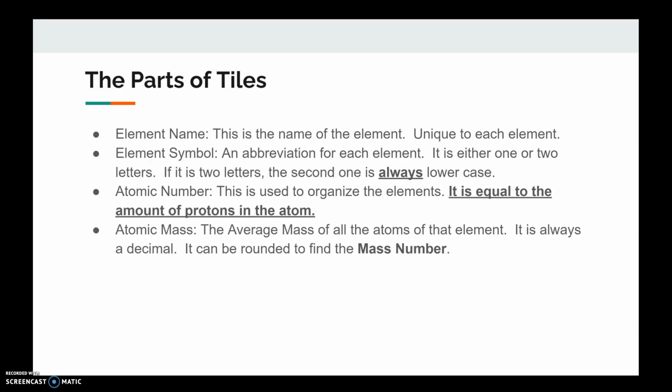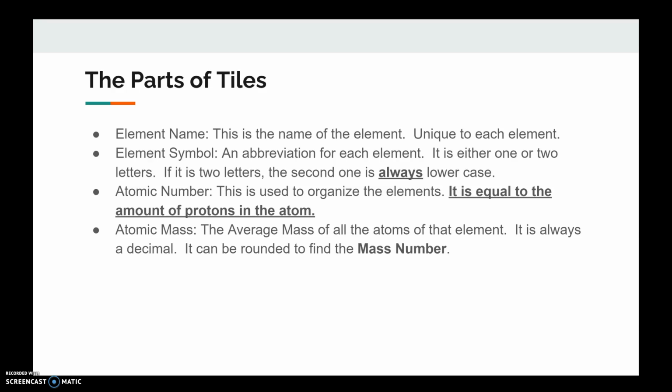The element name. This is the name of the element. It is unique to each different element. The element symbol. This is an abbreviation for each element. It's either one or two letters. If it's two letters, the second one is always lowercase.